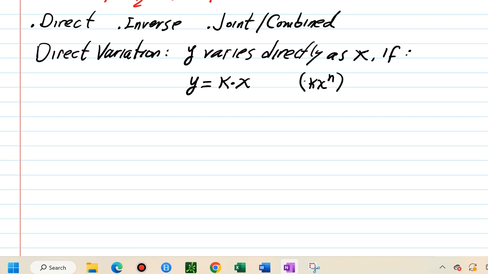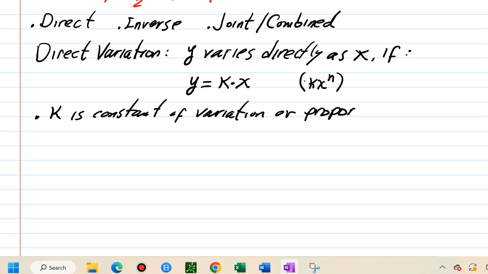Okay, now what role does k play here? k is called the constant of variation, or constant of proportionality. That's what we're going to call k. And k is different from 0, by the way. It's a constant because if it's 0, then we have nothing. Everything is 0. So it's what makes the equal sign actually work.